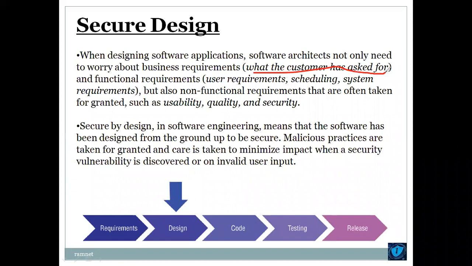That is what the requirements are: the functional requirements, user requirements, scheduling, and system requirements. But also non-functional requirements that are often taken for granted, such as usability, quality, and security. Secure by design in software engineering means that the software has been designed from the ground up to be secure. Malicious practices are taken for granted, and care is taken to minimize the impact when a security vulnerability is discovered or an invalid user input occurs.